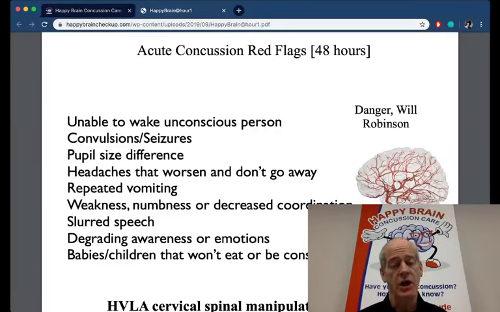By the way, young children are more vulnerable. Smaller skulls, thinner bones, more fragility there in their tissues, much more likely to have a lot of emotional reactions. And then babies and children that won't eat or they can't be consoled. So the child rolled off the changing table, or they smacked their head on the coffee table, or they fell off the bed they were jumping on and hit their head on the dresser, one of my concussions.